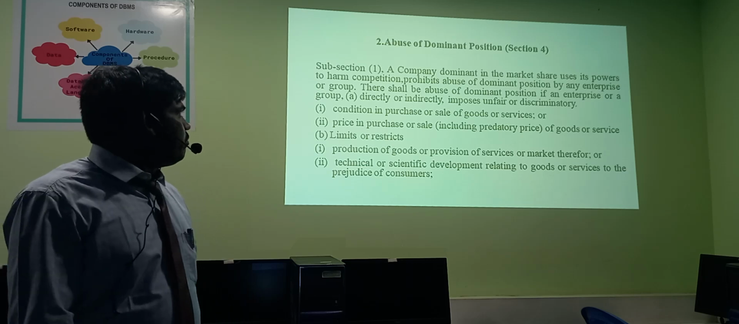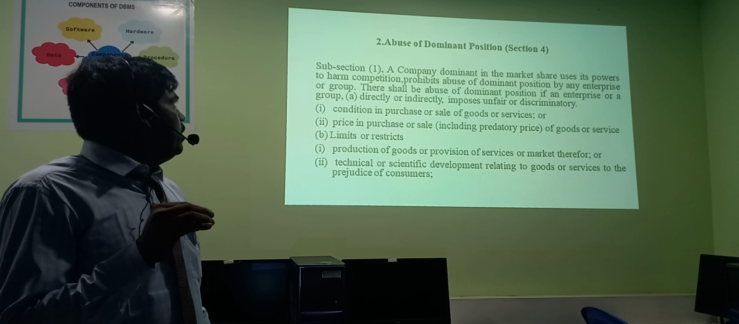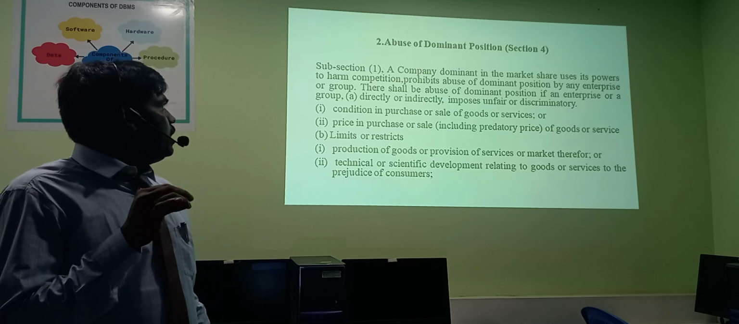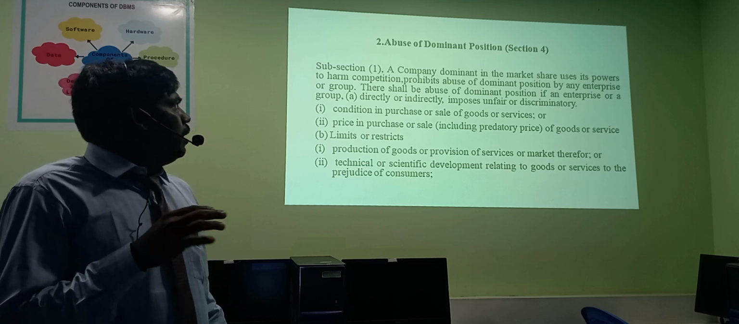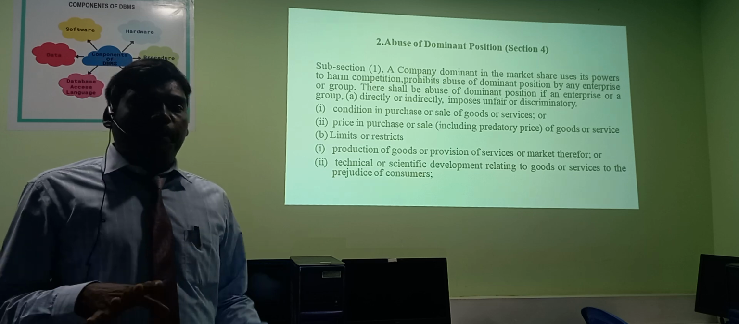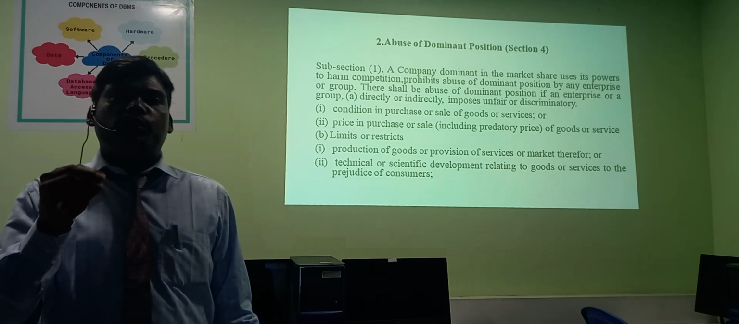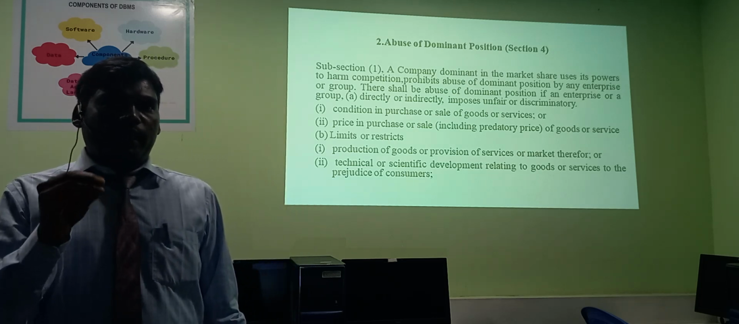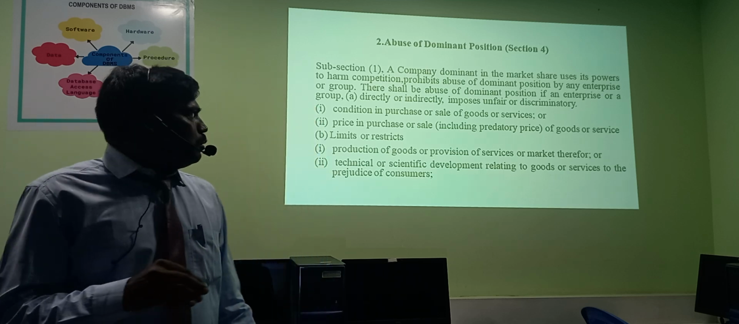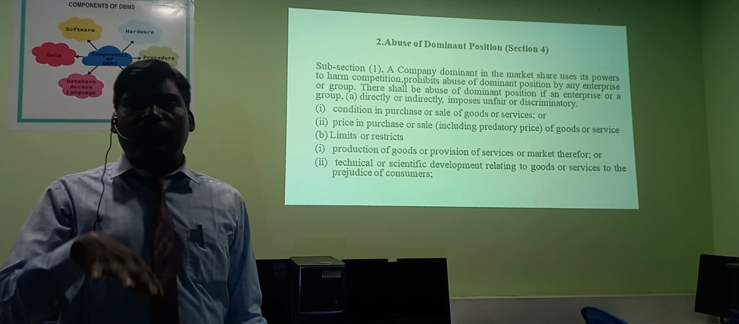Next one, abuse of dominant position, Section 4. A company dominant in the market share uses its power to harm competition. The act prohibits abuse of dominant position by an enterprise or group. If a large-scale company has a dominant position in the market, it can use that position to harm competition with smaller companies. The smaller companies are directly or indirectly affected by the large-scale company.